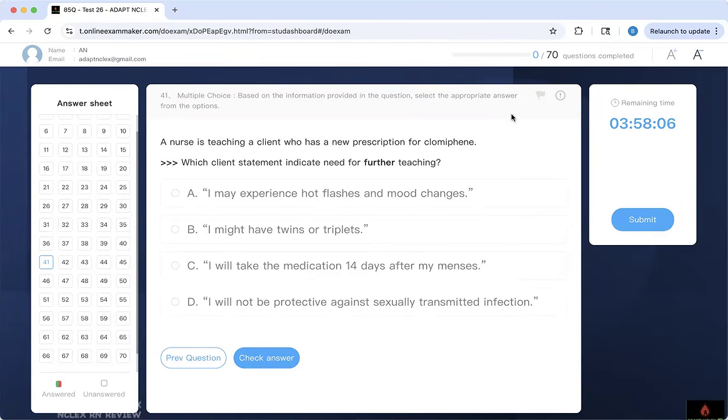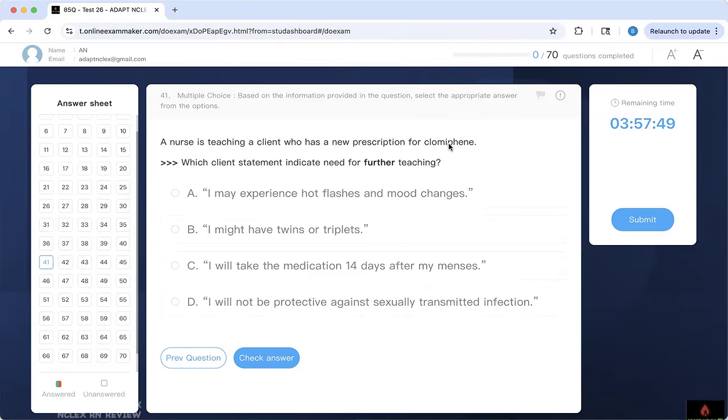The key word in the question is clomiphene. What is clomiphene? And which of these needs further teaching? What kind of teaching should you provide? To answer the question, pause it, think about it, answer it based on your content, and I'll give you the answer.